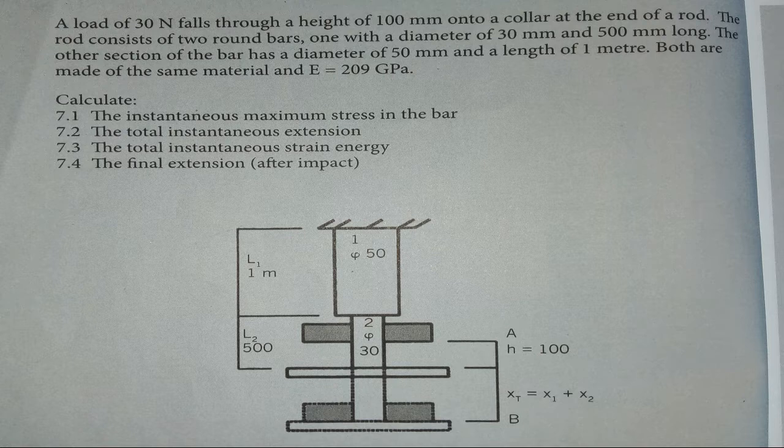The exercise that we are doing reads as follows. A load of 30 newtons falls through a height of 100 millimeters onto a collar at the end of a rod. The rod consists of two round bars, one with a diameter of 30 millimeters and 500 millimeters long. The other section of the bar has a diameter of 50 millimeters and a length of 1 meter. Both are made of the same material, and the Young's modulus of elasticity is 209 gigapascal. Calculate the instantaneous maximum stress in the bar.